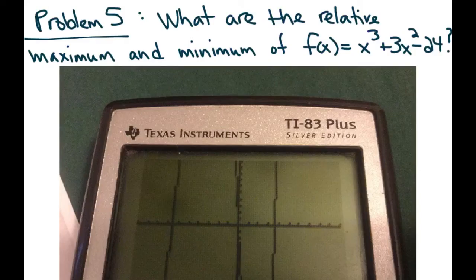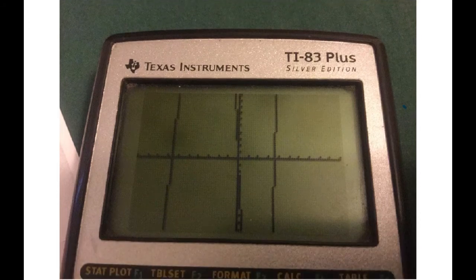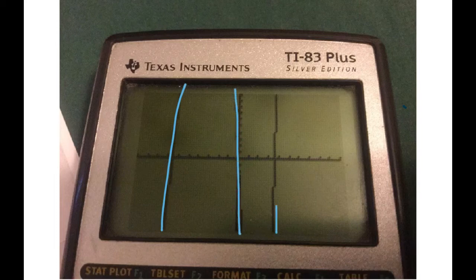In problem 5, we want to look for the relative maximum and minimum of f of x is equal to x cubed plus 3x squared minus 24. So I want you to notice that when I graph this in the calculator, all I see is this. I see this, it's going up, and then it comes back down, and then it goes up again. So I can't see high or low enough on the graph.